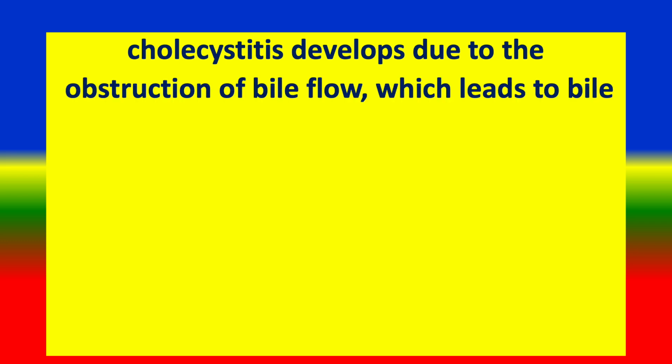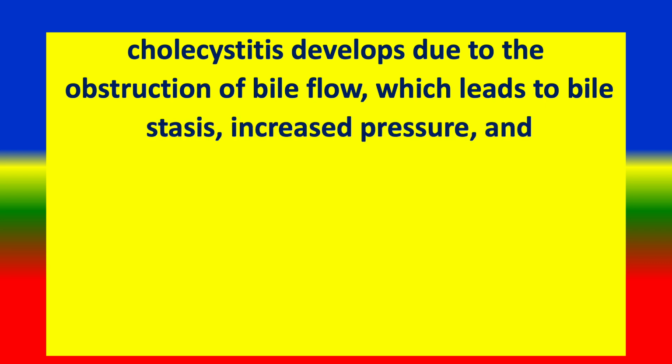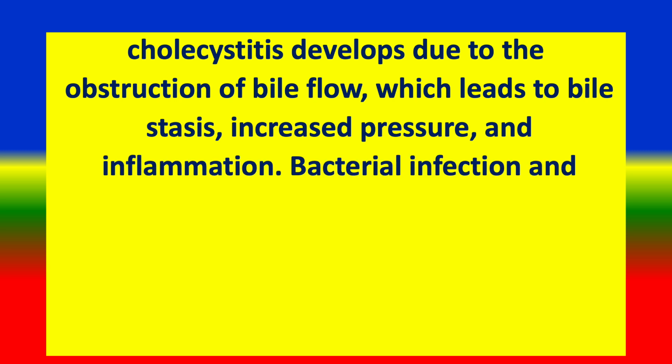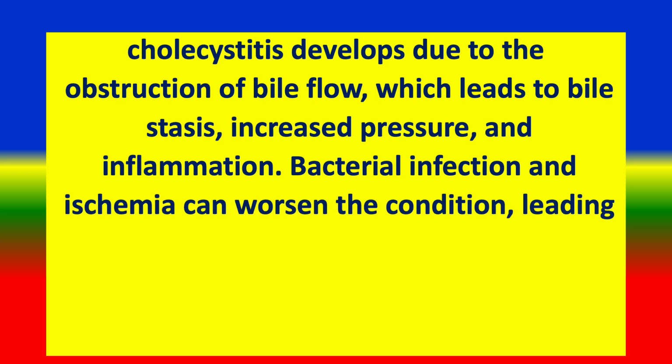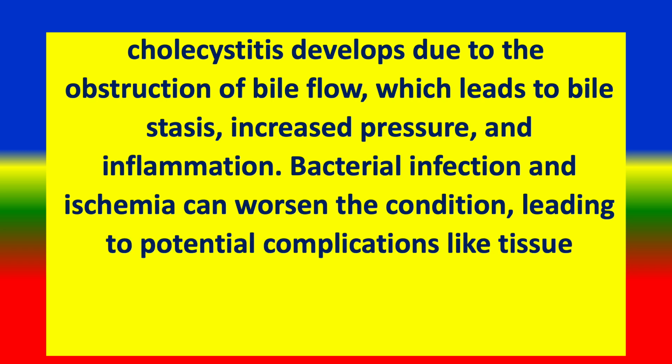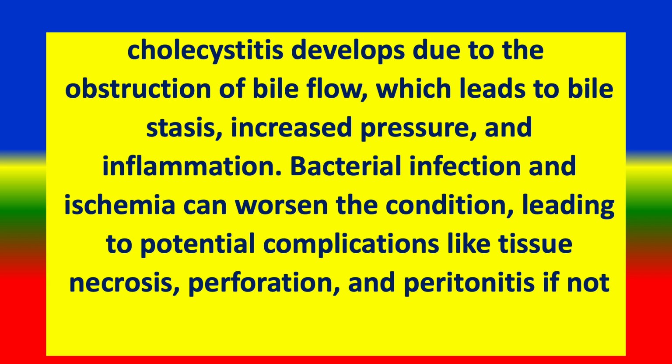Cholecystitis develops due to the obstruction of bile flow, which leads to bile stasis, increased pressure and inflammation. Bacterial infection and ischemia can worsen the condition, leading to potential complications like tissue damage, necrosis, perforation and peritonitis if not treated promptly.